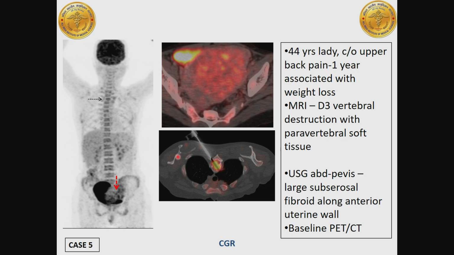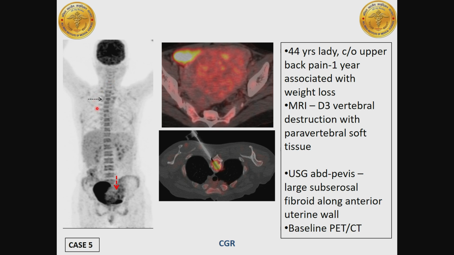And the last case is of a 44-year-old lady who presented with upper back pain for 1 year associated with weight loss. The routine investigations were done and the ultrasound pelvis showed subserosal fibroid in the anterior uterine wall. An MRI of the dorsal spine showed a destructive lesion with a paravertebral soft tissue component in the D3 vertebra. The differentials were either an infection, multiple myeloma, or metastasis. So the patient was sent for the PET-CT for further diagnosis.